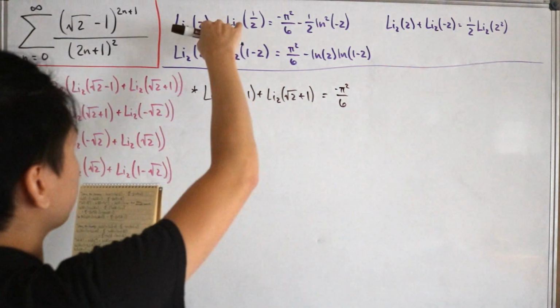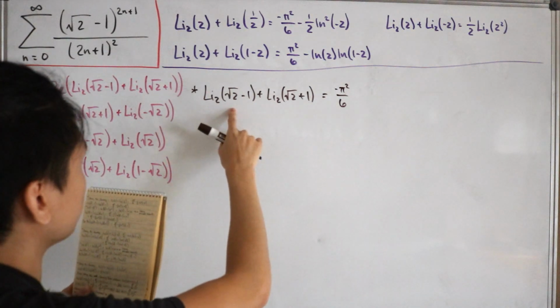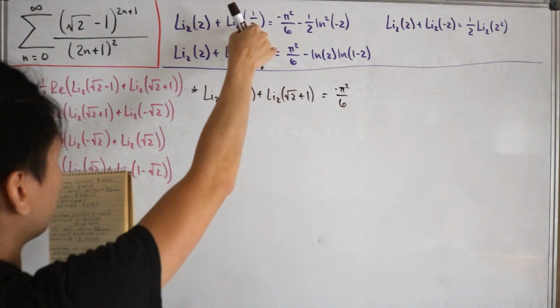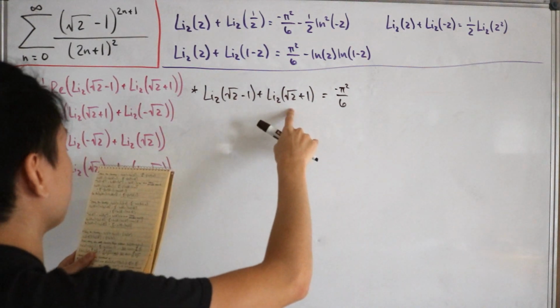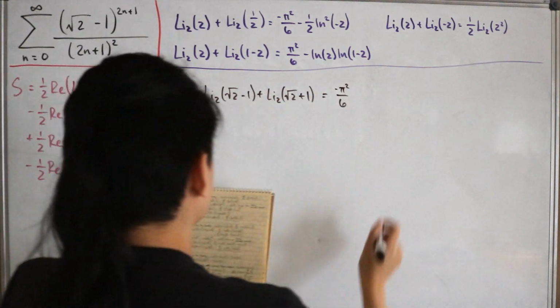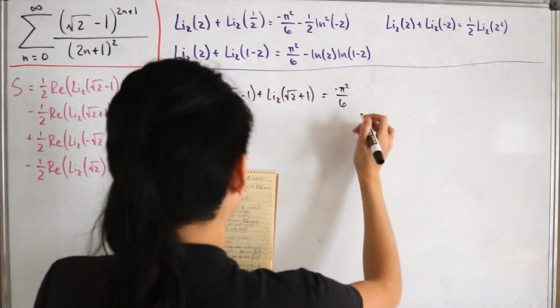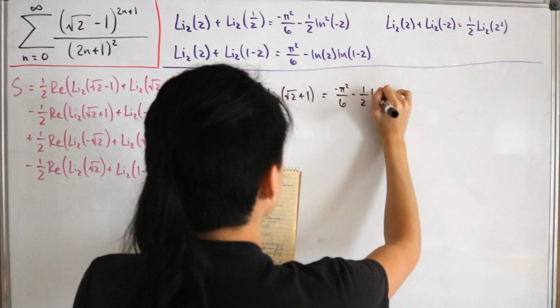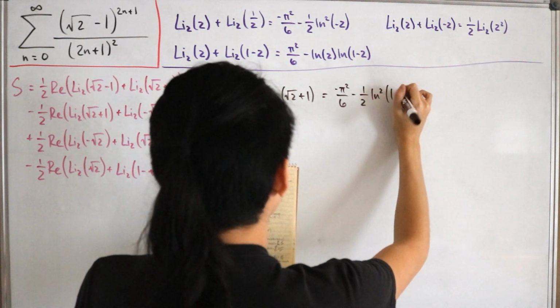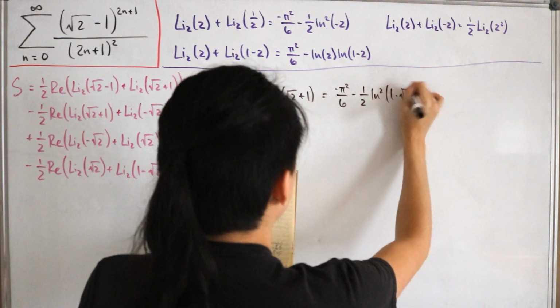And that's nice because if we use the correct arguments, it's supposed to be the square root of 2 minus 1. And if I put that under here, we can just multiply with its conjugate, and we'll get the following argument just as we want for this identity. So that will yield us negative pi squared divided by 6, then minus 1/2, then multiply ln squared of 1 subtract the square root of 2.